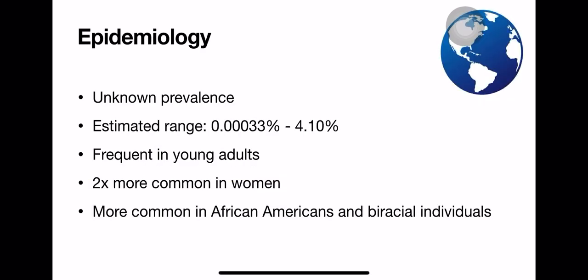For the epidemiology, the prevalence of HS is unknown, but estimates range from 0.00033% to 4.1%. It frequently occurs in young adults, and it is more than twice as common in women compared to men, and is more common in African Americans and biracial individuals than Caucasians.